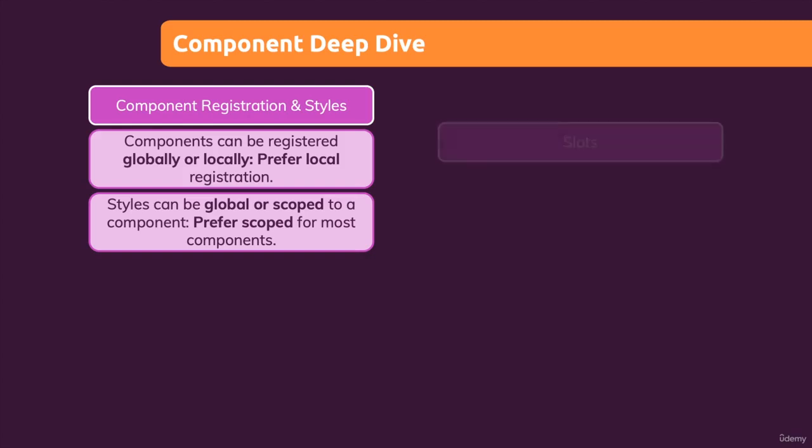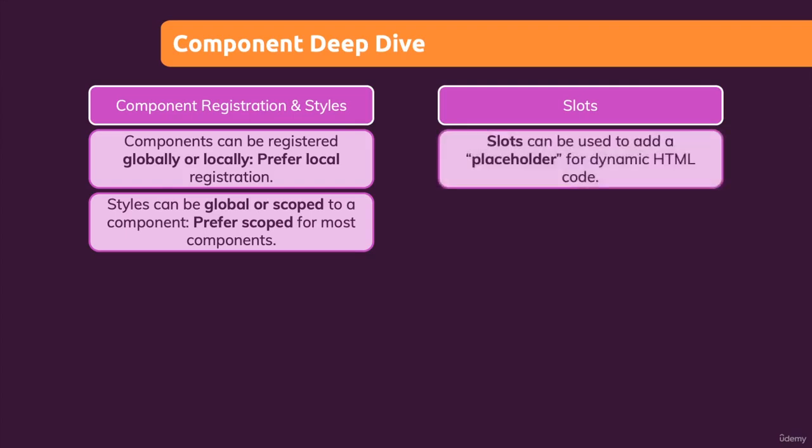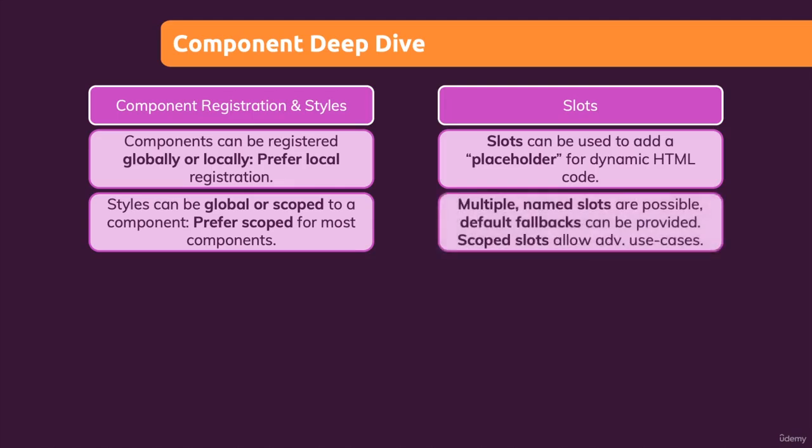We also had a look at slots, another key feature. Slots can in the end be used as a placeholder for dynamic HTML code, which can then be inserted from outside into a component. You can have single slots, you can have multiple slots where you then also need names. Only one slot may stay unnamed. You can provide default content for slots, which will be used as a fallback if no content is provided for that slot from outside. And we learned about scoped slots for some advanced use cases.